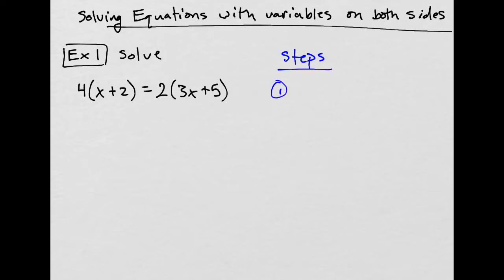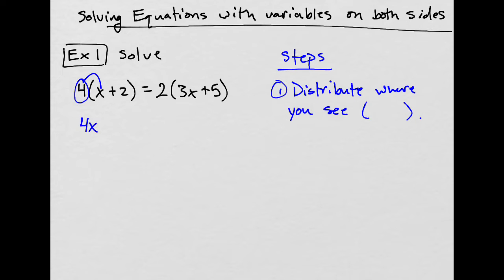The first step is to distribute wherever you see parentheses. So again, I would pause the video and write that down before you move on. But distribute where you see parentheses. So I see parentheses here, so I'll start with that. And I distribute the number that's right outside. So 4 times, remember I'm multiplying, 4 times x is just 4x.